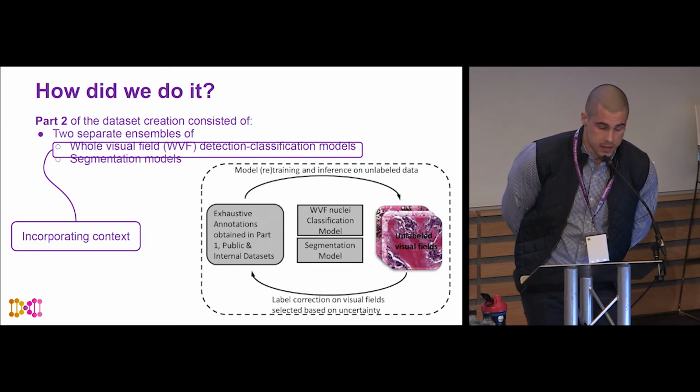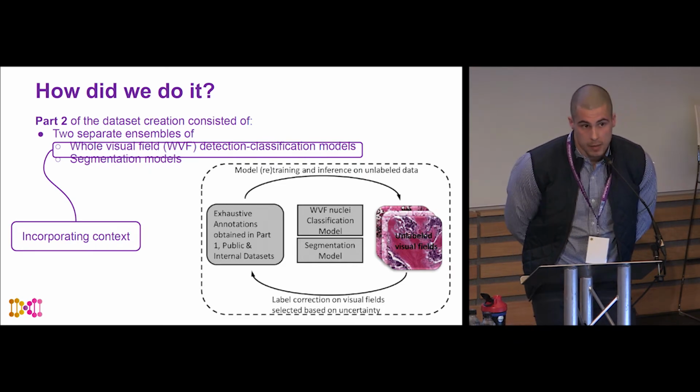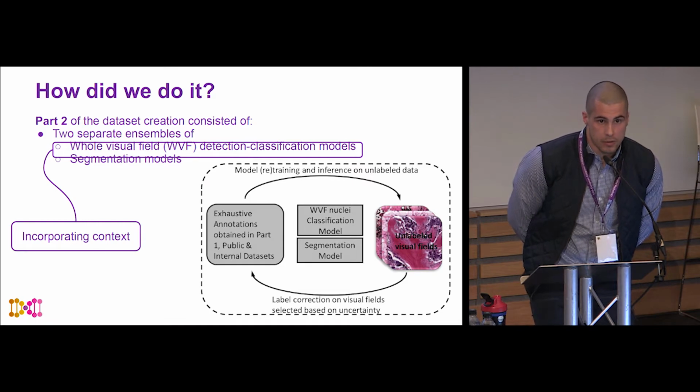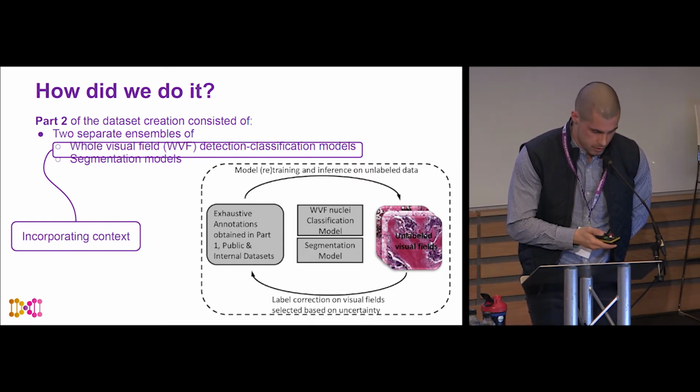And we've performed exactly the same steps. We would train the model on the data that we have labeled already. Then we would label unlabeled data once again, and then select those for annotation. And we would do several iterations.